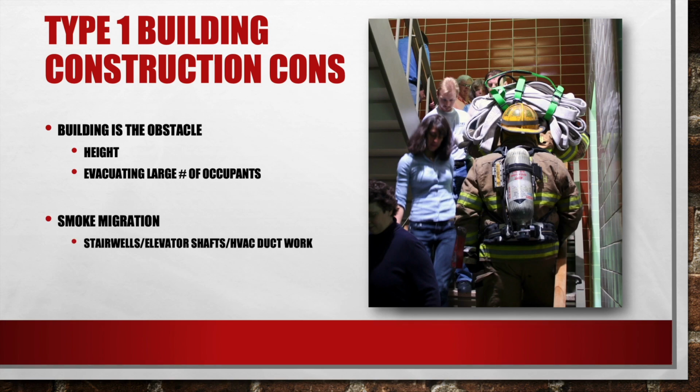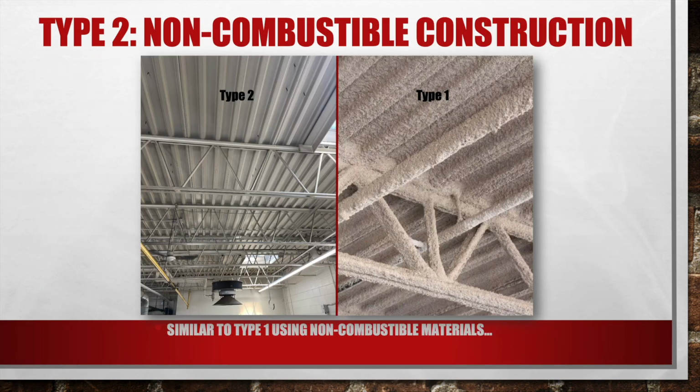Also have to worry about smoke migration, which could migrate through stairwells, elevator shafts, and even HVAC ductwork system. And really our primary fire hazard that we're concerned about is the contents within the building, because essentially this is a reinforced concrete building, just a big concrete box with a bunch of little boxes inside. Moving on to type 2, non-combustible construction. So type 2 is similar to type 1 as it uses non-combustible materials.